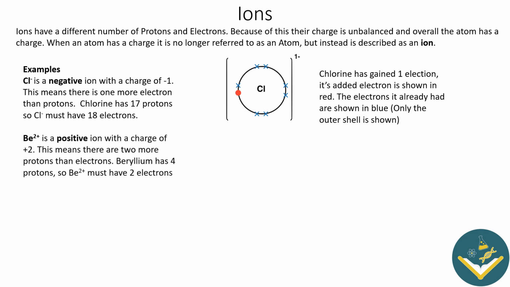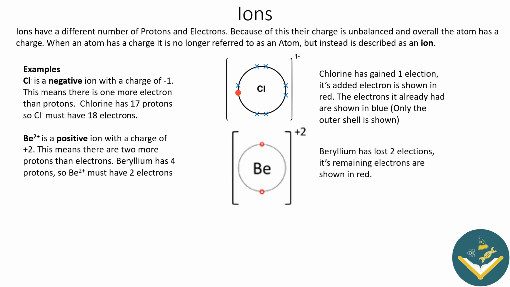Beryllium is an example of a positive ion, which is Be2+. What this means is that there are 2 more protons than electrons. Beryllium has 4 protons, therefore Be2+ must have lost 2 electrons. Again, we can see this in a diagram. Beryllium has lost 2 electrons, and its remaining electrons are shown in red.